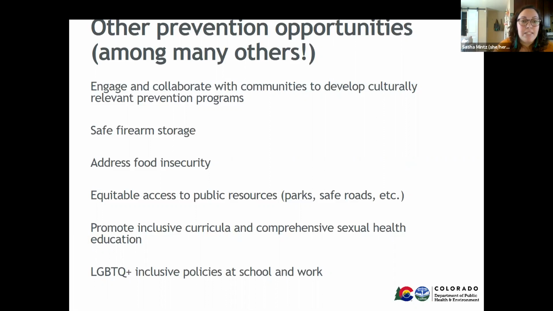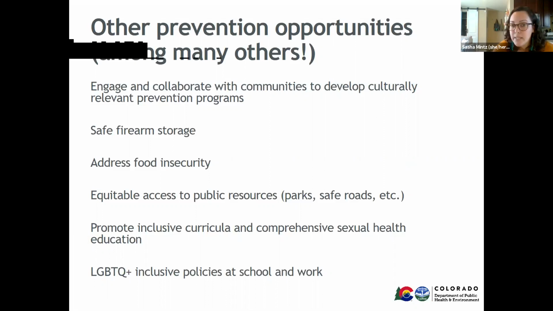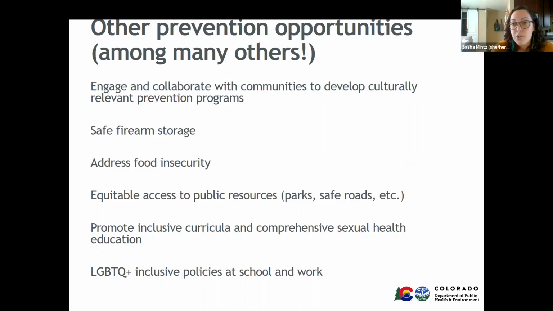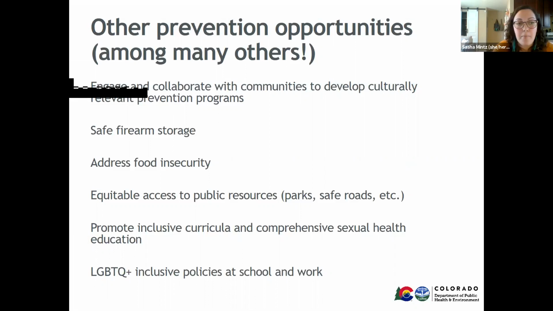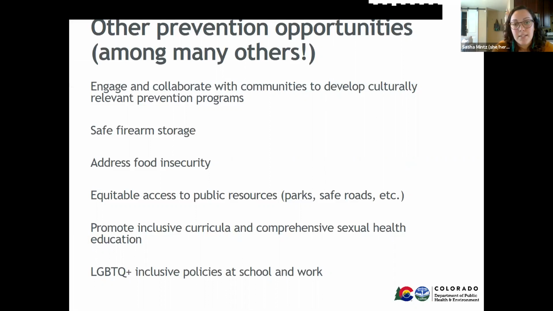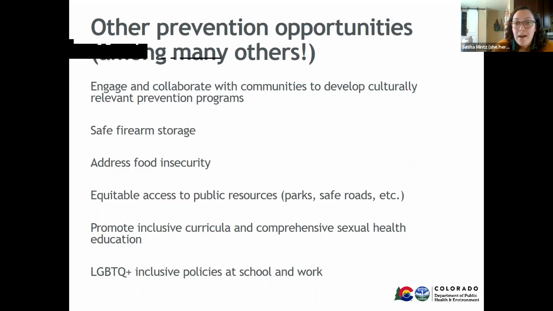For example, safe firearms storage, addressing food insecurity, making sure that there's access to equitable public resources such as parks, safe roads, and streetlights. We need to do more to promote LGBTQ inclusive curriculum at school, including sexual education, and make sure school districts are providing protections for sexual orientation and gender identity in their anti-harassment and anti-bullying policies, and going even further to make sure that such inclusive policies are being enforced.